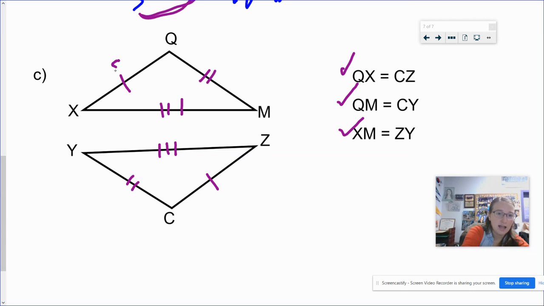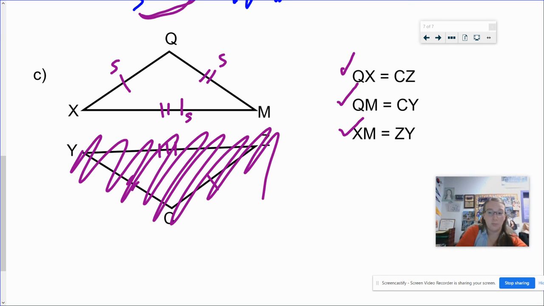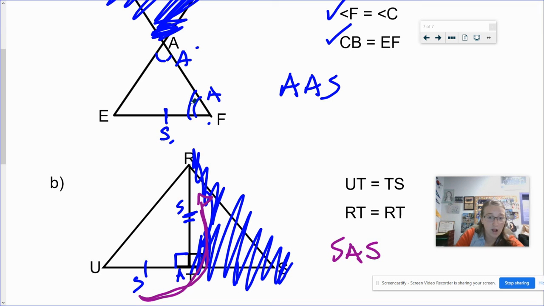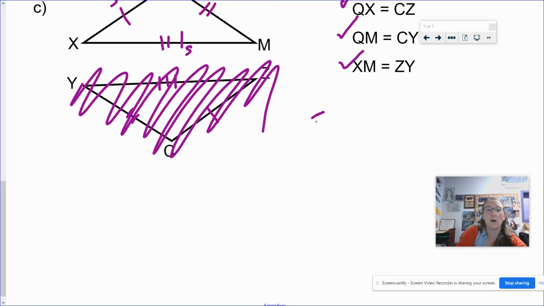Okay. Side, side, side. I don't need to look at this triangle. Pretty obvious, guys. I have no angles marked. Remember, to have an angle marked, I need to have drawn it, or it needed to be given, like in this case in the picture. I don't have any of the angles marked. This is side, side, side.